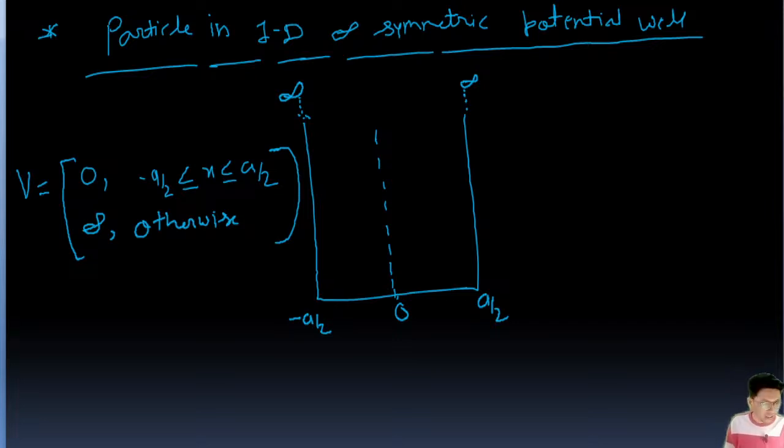In that case the energy will be the same, right? The energy is going to be the same as for a particle in a one dimensional asymmetric potential well, that is n square pi square h cut square upon 2ma square. This is the energy of this particle. And then the wave function is going to be different.